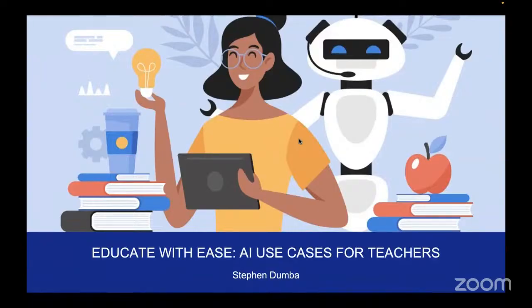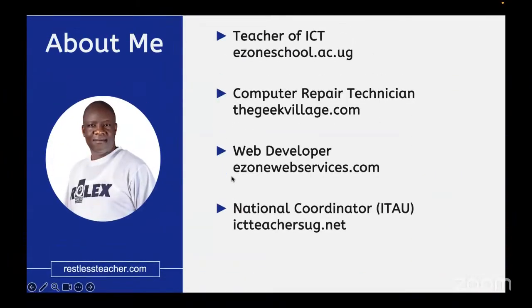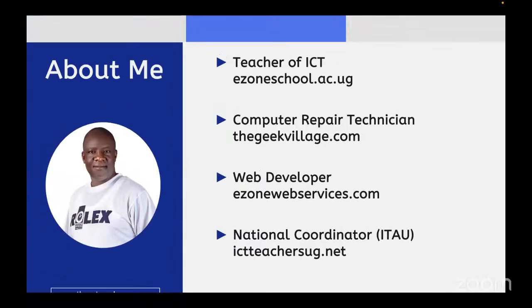So today, like many of you know, I am Dumba Stephen. I am the National Coordinator of the ICT Teachers Association of Uganda. I'm a teacher of ICT, you all know that well. I also repair computers and I develop websites with WordPress. And yes, I have a website, restlessteacher.com. There you can find out more about Stephen Dumba.